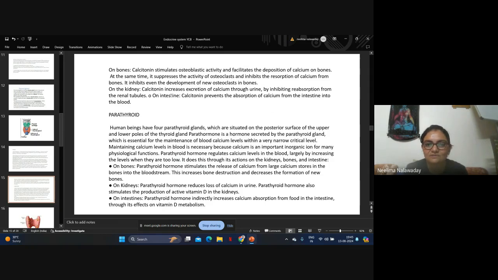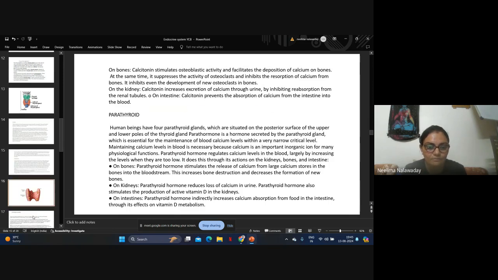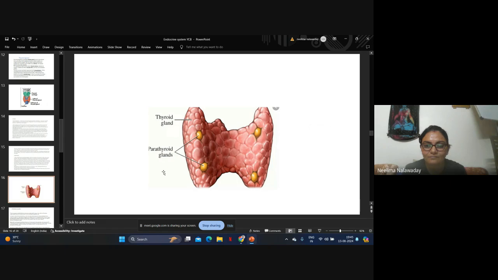This mechanism is not necessary, it's just for your information, but calcitonin is related to calcium absorption by bones, so just keep that in mind. Then the parathyroid gland. These four yellow pea-shaped dots you can see here are called the parathyroid glands.